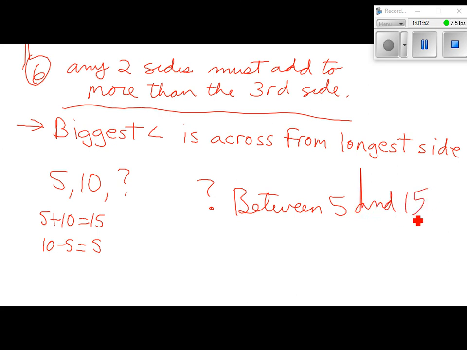Could it be 5? No. It could be 5.001, right? Give me a number that would work there. 14.999. 14.997, I heard, so on, so on.